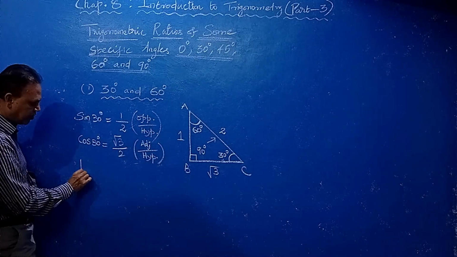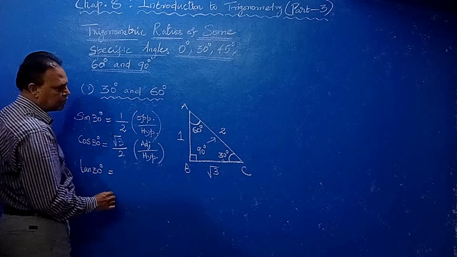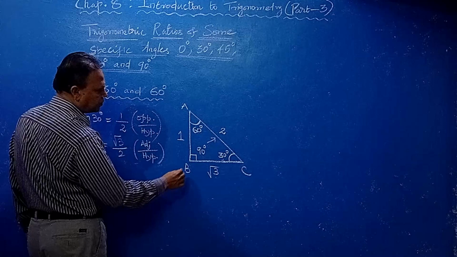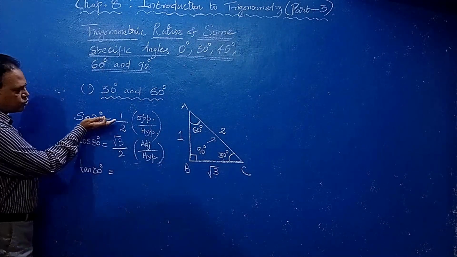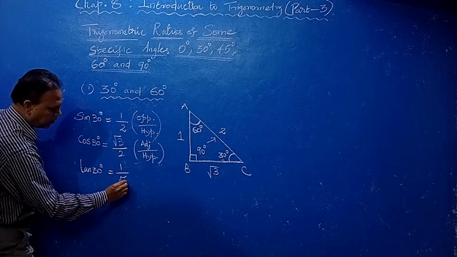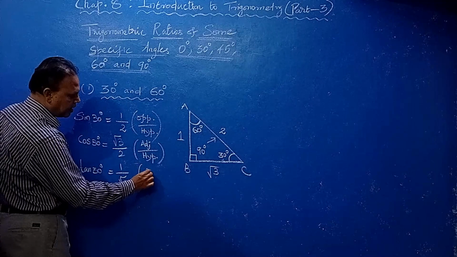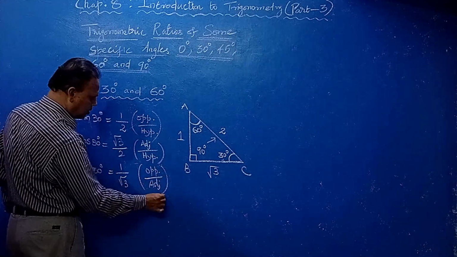Now tan 30 is opposite by adjacent. These two divide, the 2 cuts, so that is 1 by root 3.